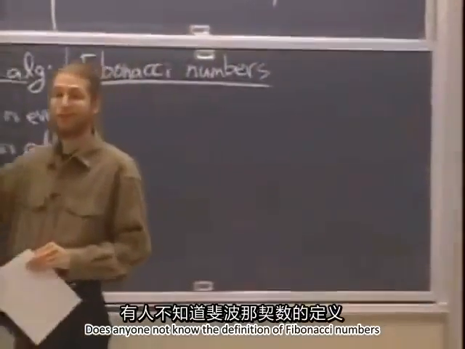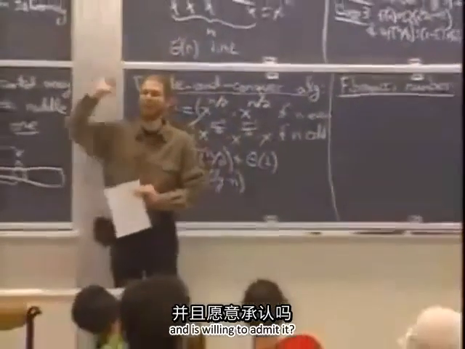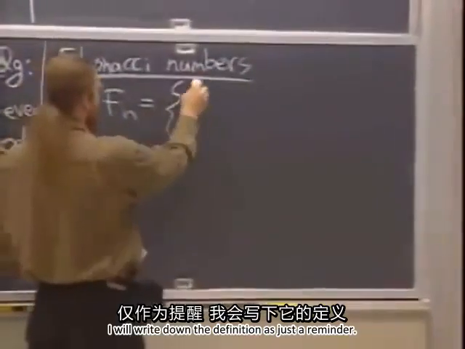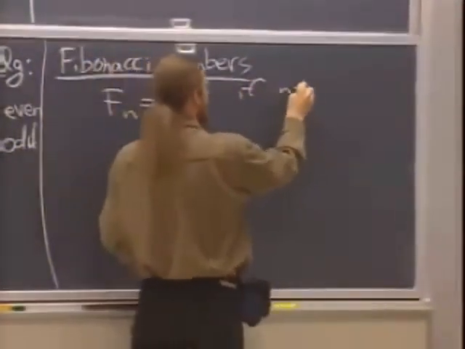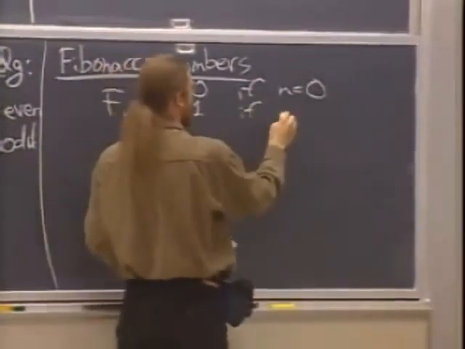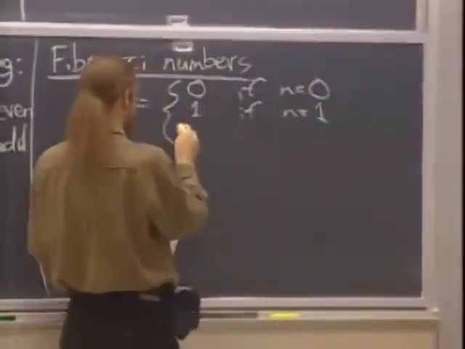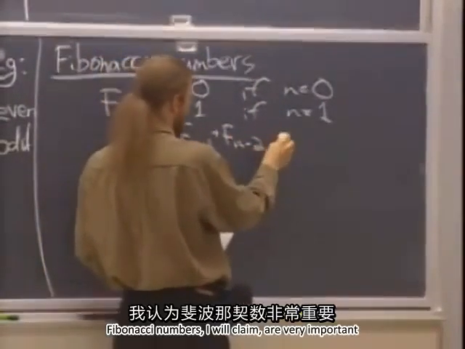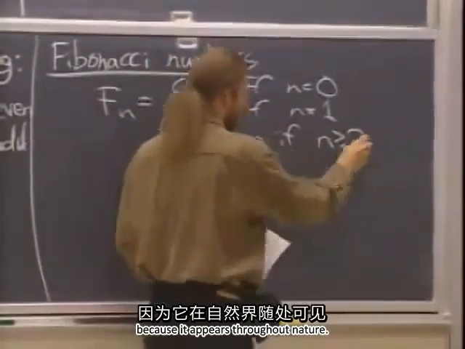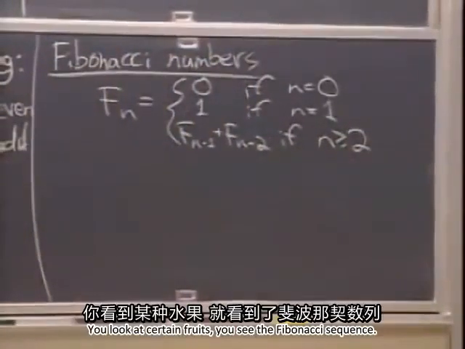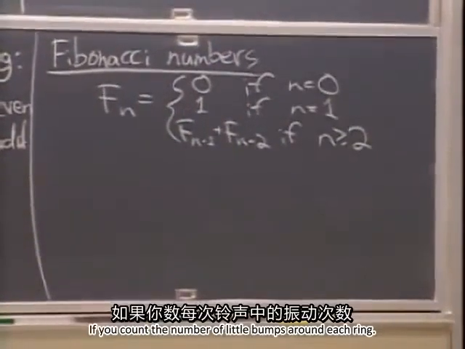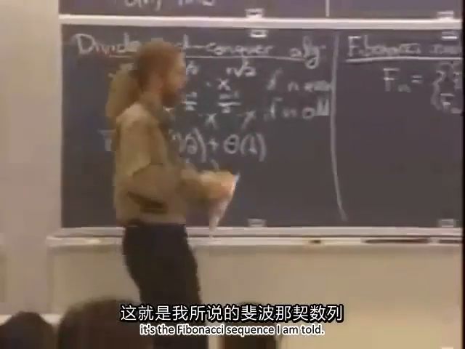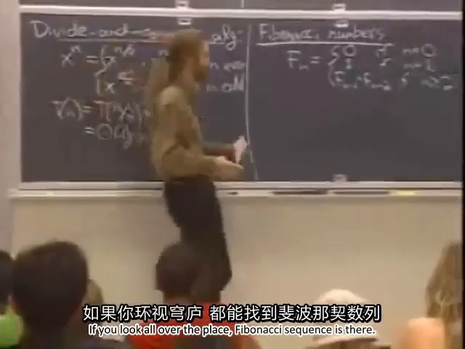Does anyone not know the definition of Fibonacci numbers and is willing to admit it? Okay, yeah, so this is a good old friend. I'll write down the definition, just a reminder, in particular, the base cases. So Fibonacci numbers, I will claim, are very important because they appear throughout nature. You look at certain fruits, you see the Fibonacci sequence if you count the number of little bumps around each ring. If you look at the sand on the beach and how the waves hit it, it's a Fibonacci sequence, I'm told. You look all over the place, the Fibonacci sequence is there.